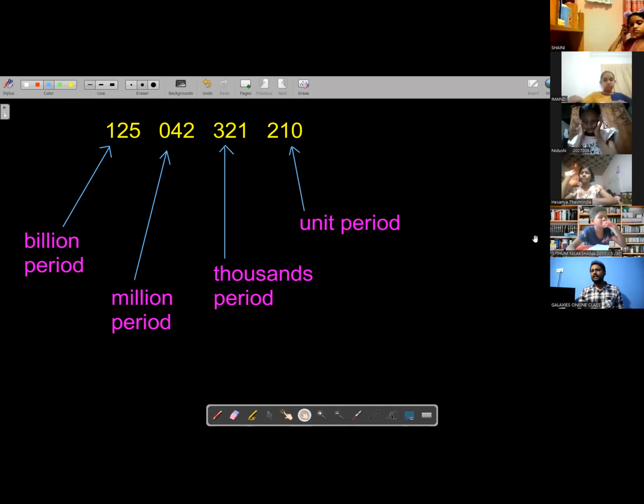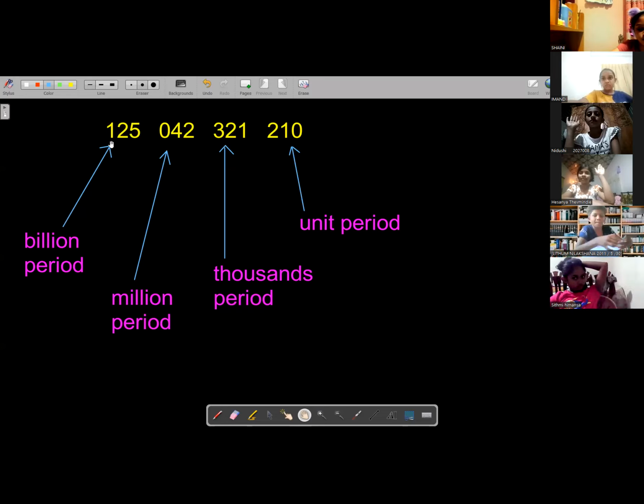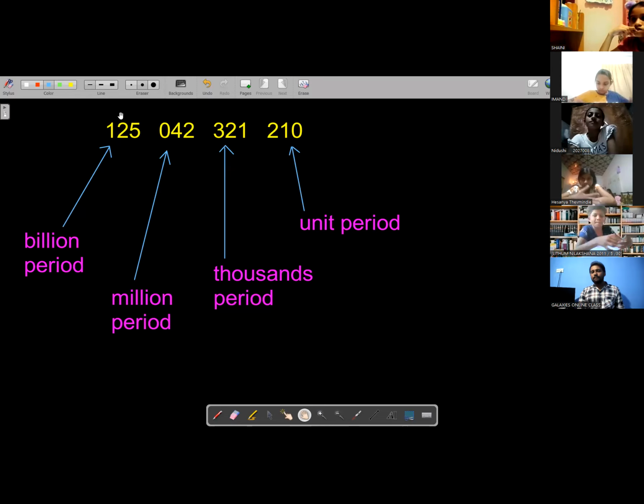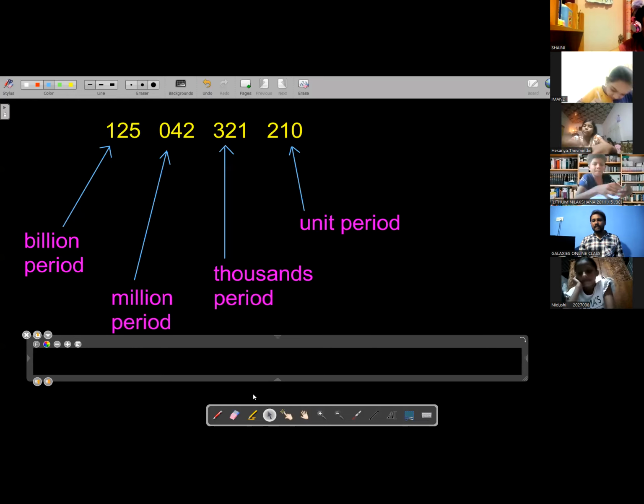Shiny, can you tell me what is the billion period value? This value, how can we read it? What is the value? Nidushi, what is the value of this? 125 billion. 125, no? Okay. When you write the number in word form, first you have to write the value represented in the first period. What is the value? 125. Okay, you have to write that value in words.